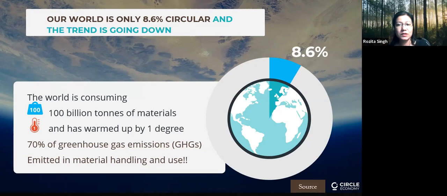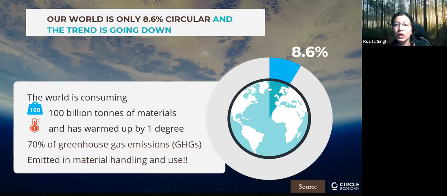We say that because the report finds that all the material handling and use activities, that is, the combination of all those things that go into production and consumption, account for 70% of the greenhouse gas emissions. Which means that by applying circular economy strategies, you can not only increase value retention or cut the excessive consumption that is happening in the world, you can actually slash emissions. And this is why this topic is so important.